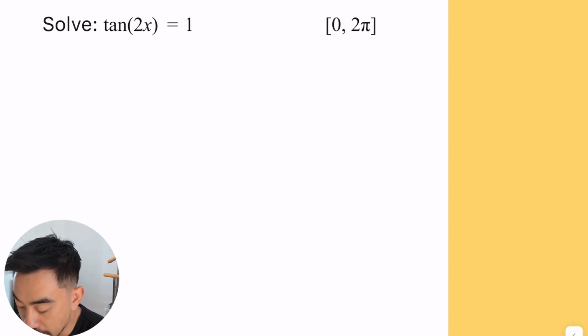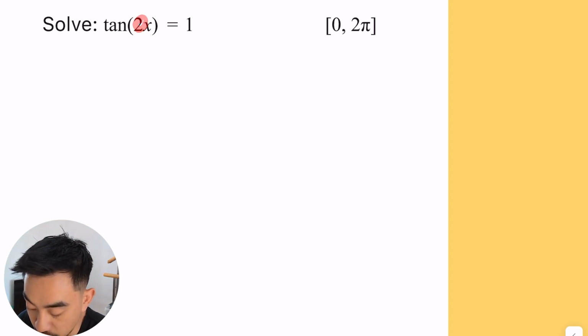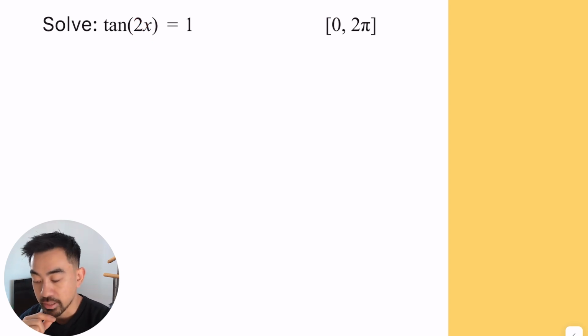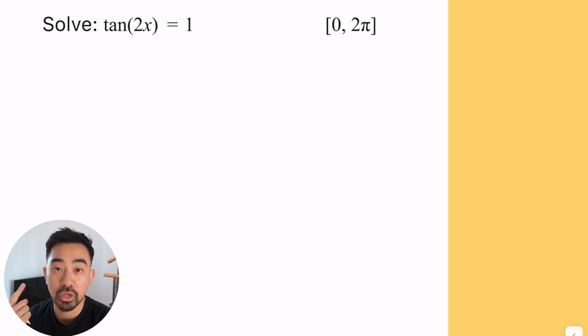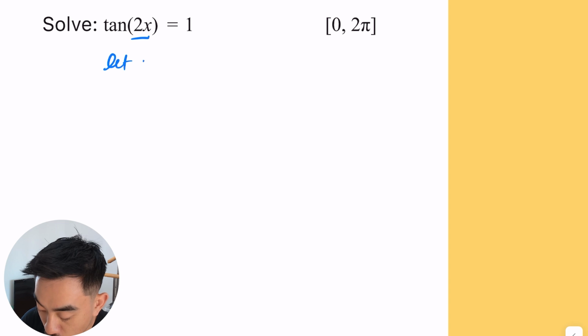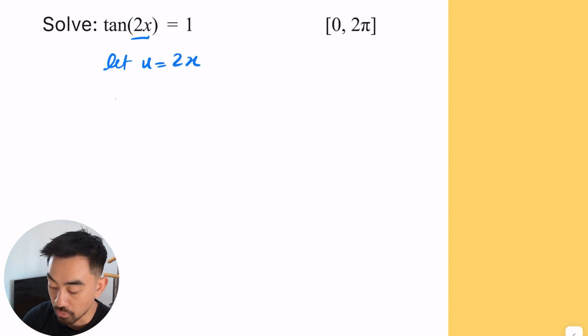So here's our first question, tan 2x is equal to 1. Now, whenever you see this number in front of the x, so in this case 2, that tells us we're going to go around the circle twice. I'll tell you what that means specifically, but just keep it in mind, we're going to go around the circle twice. Okay, now what we're going to do first is we're going to say let u equal 2x. I'm going to make it feel like something we've done before in the previous video. So tan u is equal to 1.